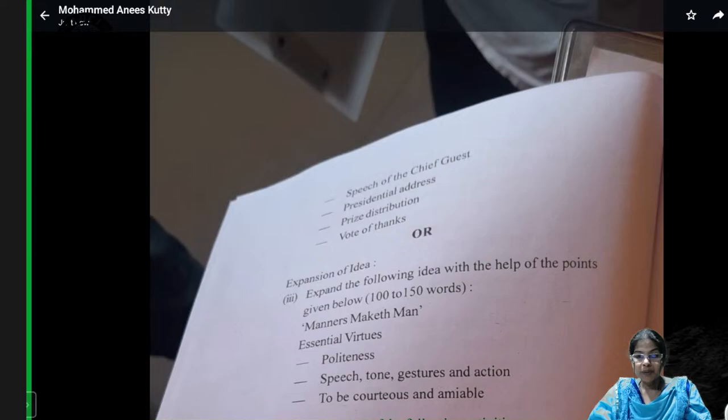How I smile, how I conduct myself, how I sit, my attitude towards a person, which I express through my body language. So we have to be courteous and amiable, and we should treat each other with kindness.